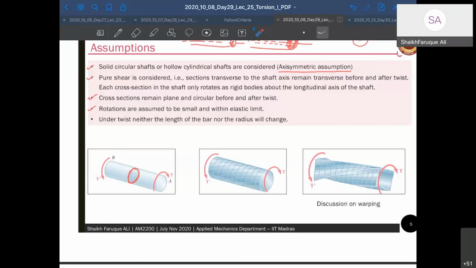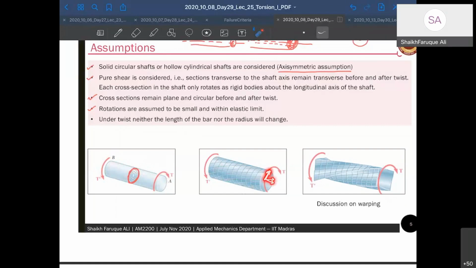So you have a rod, and you have given a torsion T dash here. What happens? You put a lot of lines here, and these lines will start twisting. Because the cross section here, which was like this, 90 degrees, will not remain 90 degrees here. Obviously, they will go like that.